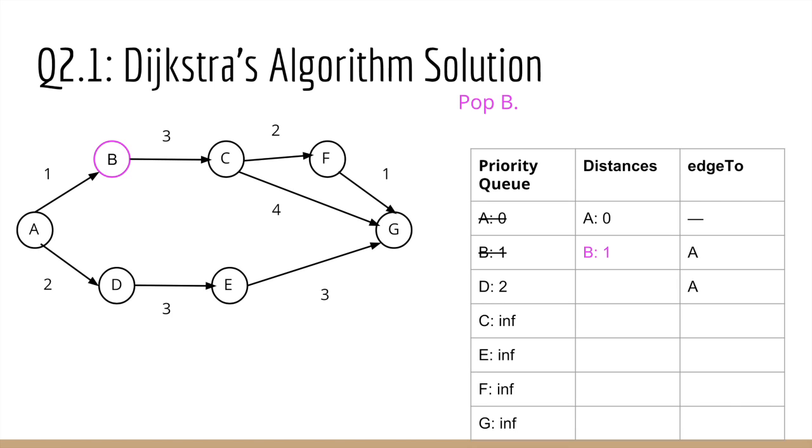The next node to pop from the queue is B, since it has the highest priority. We see that it is pointing to C, and the current distance to C from A along this path is 4, which is less than infinity, so we update its priority. Next we pop D. It's pointing to E, and the current path to this vertex has a distance of 5, so we again update.